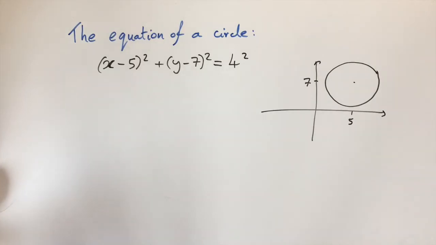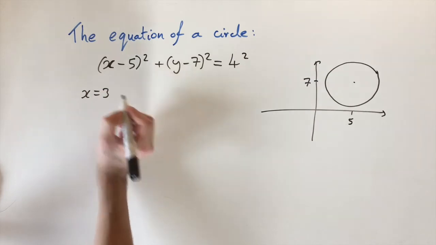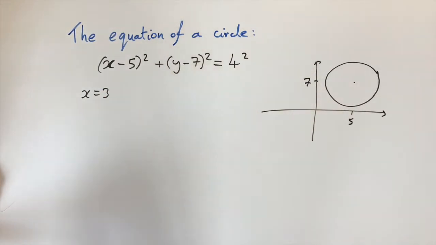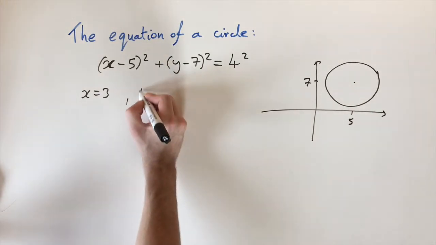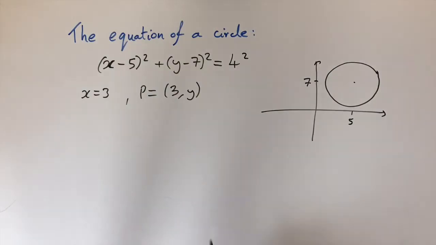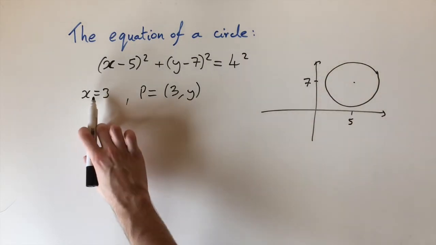And now a question we can ask is, if we're given one of these coordinates, so say if x equals 3, can we work out the corresponding y coordinates that satisfies this equation? So we're looking at a point, I'm calling it P, and this has coordinates 3 and y. And now let's think about what this means graphically. So we're essentially asking, where does this circle intersect the line x equals 3?